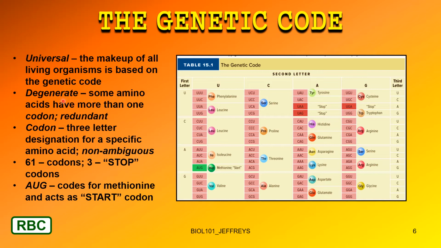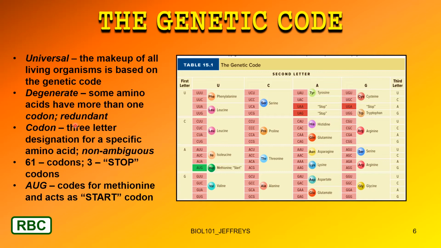All right, you should also know that the genetic code is degenerate. You've heard this word before. And what that means is some amino acids have more than one codon. A codon is the three-letter designation. That's the three-letter base. Remember, the bases in DNA are A, T, C, and G, and in RNA, A, U, C, and G. Okay, so there's only 4 bases, right?